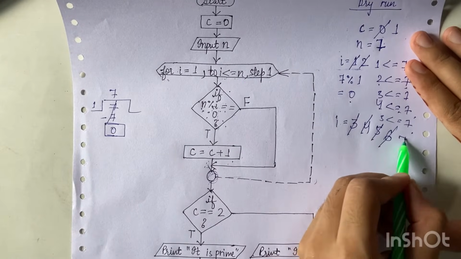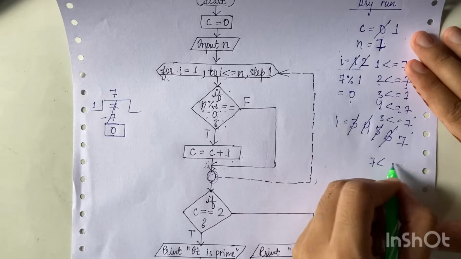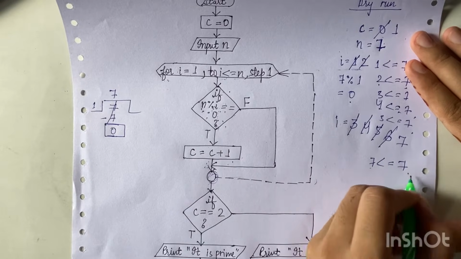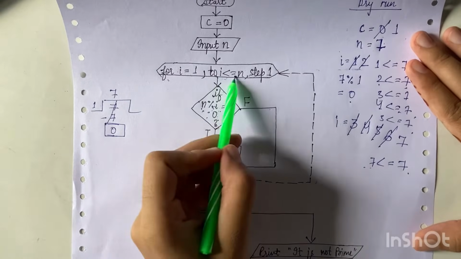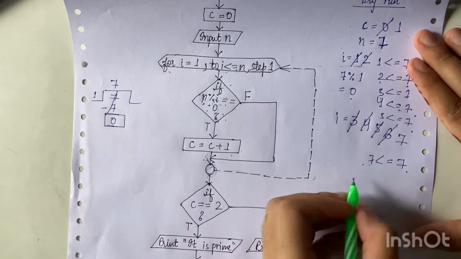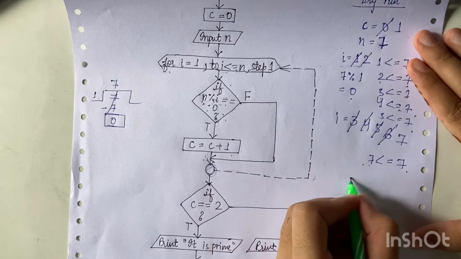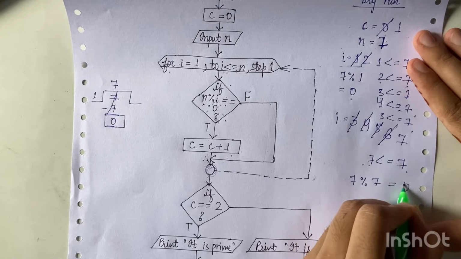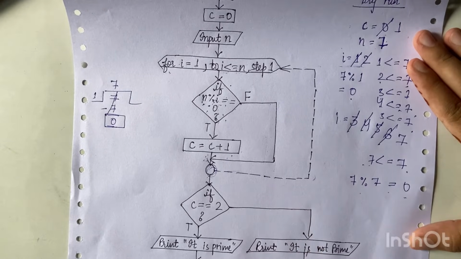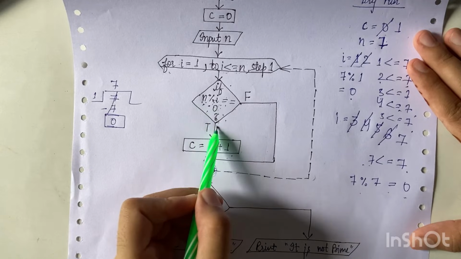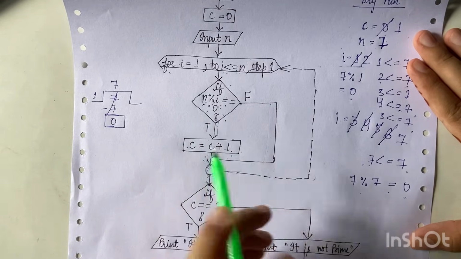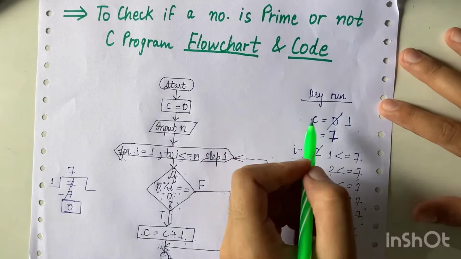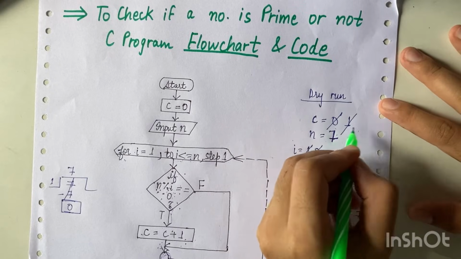So it will be 7 now. So 7 is less than or equal to 7. So 7 is equal to 7. That means this condition is true. It will get back again here. So if 7 modulus 7 is equal to 0, that means it is equal to 0. So this condition is now true. So again c will increment by 1. So earlier the value of c was 1, and now it is 2.